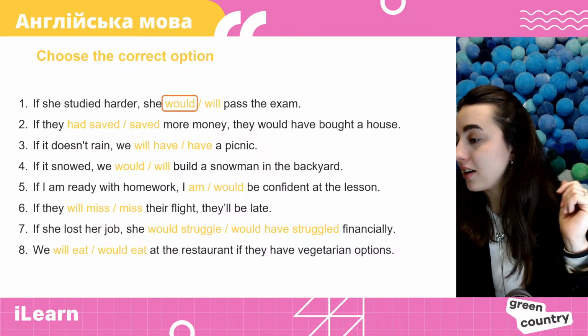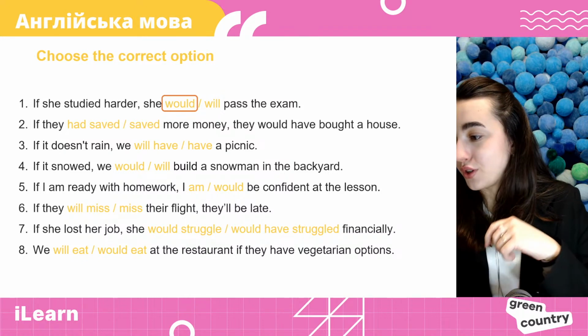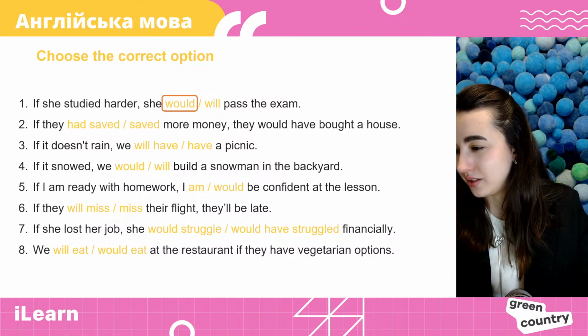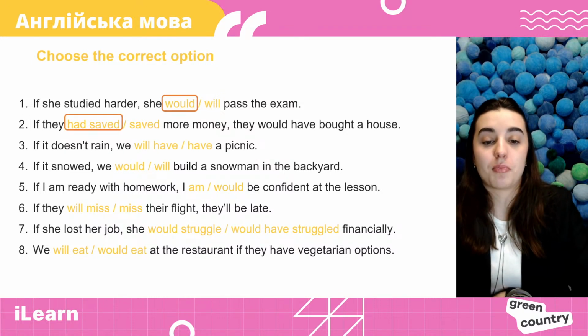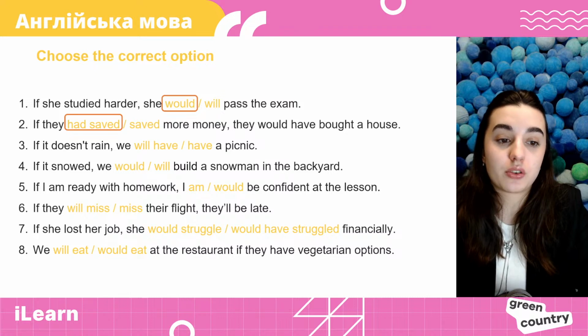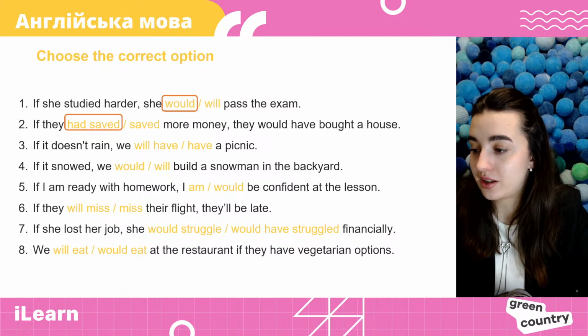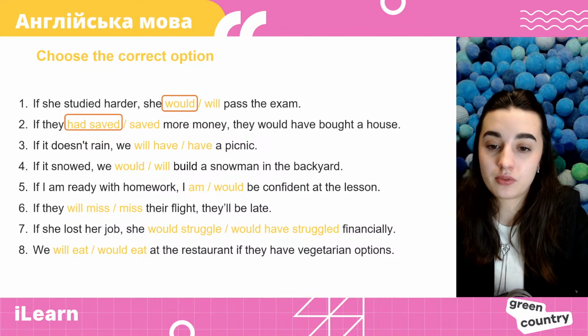Yeah, I can see answers is that we have would. Number 2, you already said it's had saved. So if they had saved more money, they would have bought a house. Number 3, guys. I see only one answer for number 3.